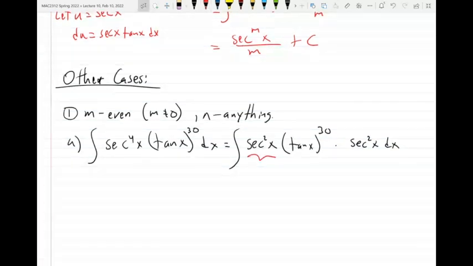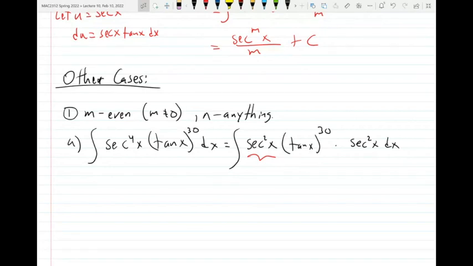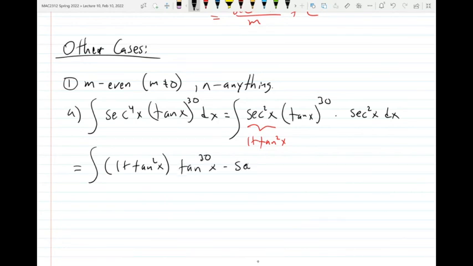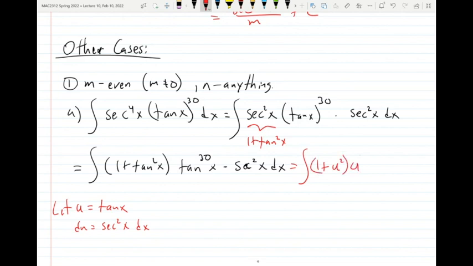How do we turn it into tangent? Secant square is tangent square plus 1, right? So that's 1 plus tangent square. And so now we make a u sub, because we now have this integral: 1 plus tangent square times tangent to the 30 times secant squared dx. We let u equal tangent, du is secant squared. So this now becomes the integral of 1 plus u squared times u to the 30 du.